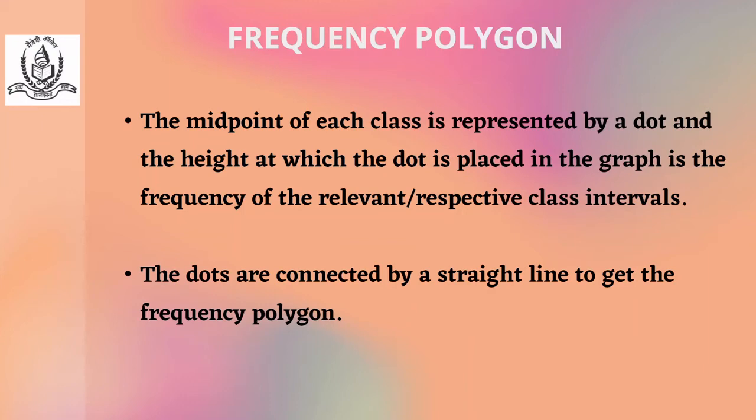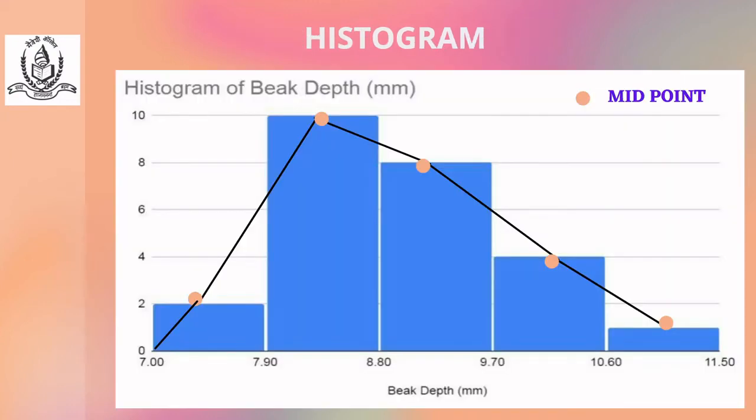The midpoints of each class are represented by a dot, and the height at which the dot is placed is the frequency of the respective class intervals. The dots are connected by a straight line to get the frequency polygon. This is how a frequency polygon would look for the histogram of the beak depth that we just worked on. The dots show the midpoints, and the straight lines connect all the dots.